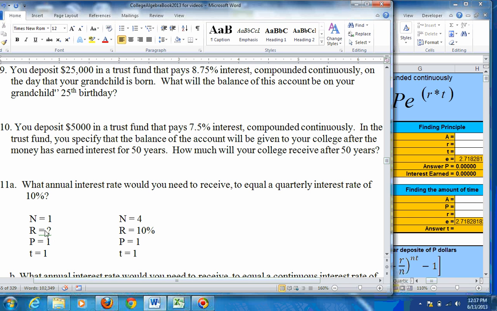So I put a question mark here next to the R because I don't know what annual interest rate I'll need. Now, to compare these two banks, I have to put in the same amount of money over the same amount of time. You can let P be whatever you want to here, but you've got to let it be the same thing here. So I'll let both the P's equal $1. And you have to compare it over the same amount of time for both banks.